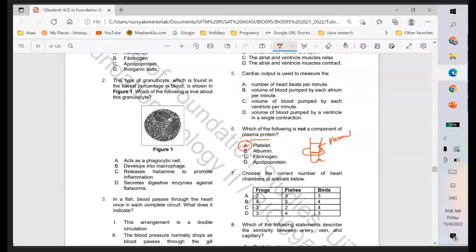Sel apa tadi? Cell-based component. Blood cellular elements, is it? Kan, cellular elements. So, plasma is 55%, okay? And then the cellular elements is 45%, okay? So, platelet is in which part?